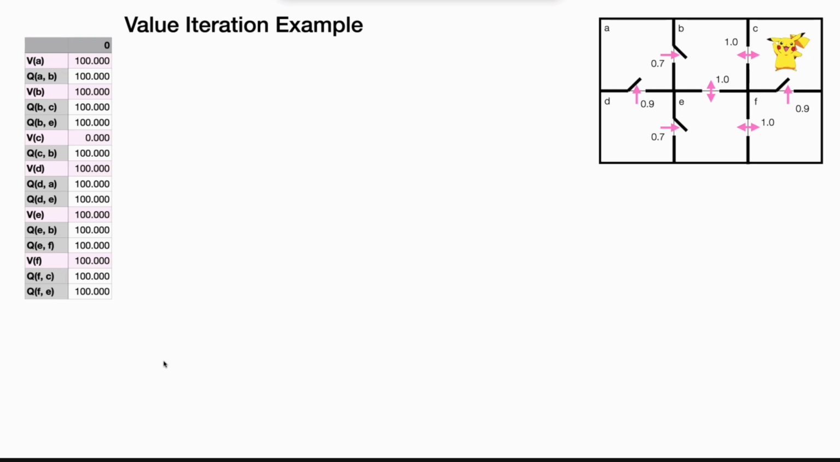A safe initialization is to initialize to the maximum possible value for any action in your problem. Rather than calculate that, I've gone with 100 because it's a nice round number. What you see in the table is a list of both state values, the V's, and state action values, the Q's. As you remember, the V's are calculated from the Q's by just taking the min over them.